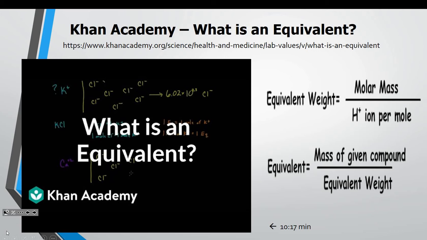Over here on the side, on the right-hand side, you've got equivalent weight. And equivalent weight is basically just the molar mass divided by the number of ions per mole. It could be hydrogen ions, it could be whatever. To get an equivalent, you take the mass of the compound given divided by the equivalent weight to get that equivalent. So let's see if it'll play.